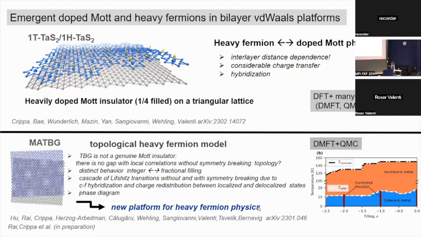And therefore, one should take that into account in order to understand what is being observed experimentally. In our view, this is a new platform for heavily doped Mott insulators on a triangular lattice, where you can start to think about whether you can get some kind of topological superconductivity or other types of phases. And in the case of magic angle twisted bilayer graphene, this indeed seems to be a new platform for heavy fermion physics. By using the topological heavy fermion model and analyzing it, many of the features observed experimentally seem to be included in this type of model.